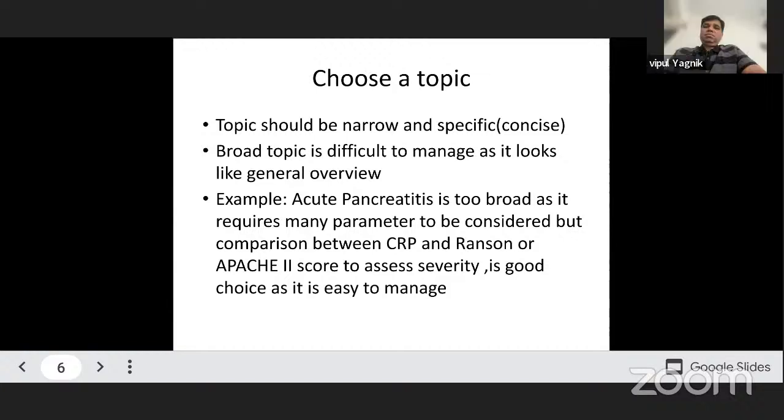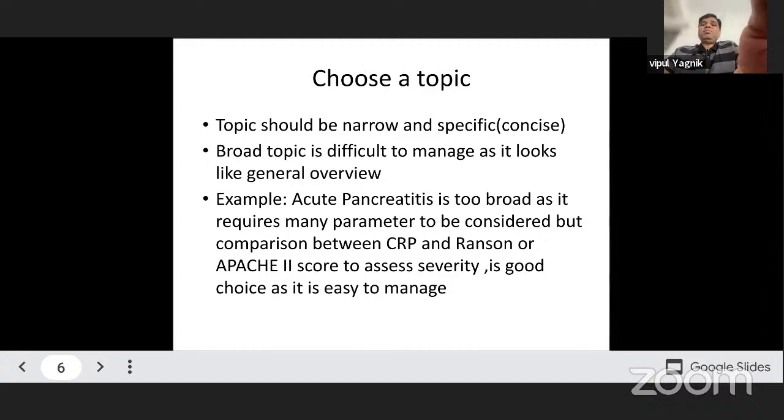While choosing a topic, you have to be very specific. The topic should be narrow, specific, and concise. A broad topic is difficult to manage as it looks like a journal overview. For example, suppose you are studying acute pancreatitis. Acute pancreatitis is too broad a topic. In acute pancreatitis, you can study epidemiology, etiology, the markers of acute pancreatitis, or whether early enteral nutrition versus late enteral nutrition is beneficial in acute pancreatitis or not.